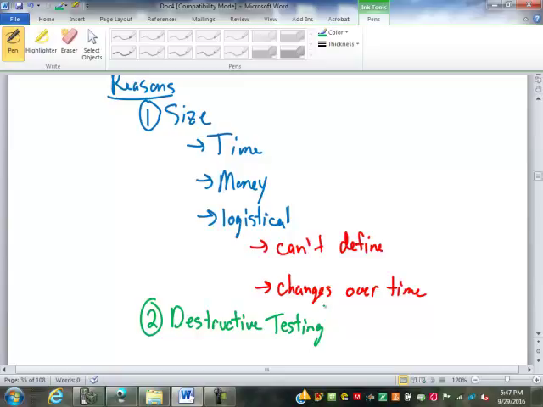Well, can we test every seat belt? Why not? Well, we broke them. So if we test every one, they're all broken, we have nothing left to sell. So we have to take a sample, a smaller portion, and test them and trust that if the quality of our sample is good enough, the quality of all of them produced is going to be good enough as well. So we can't destroy everything by testing it.